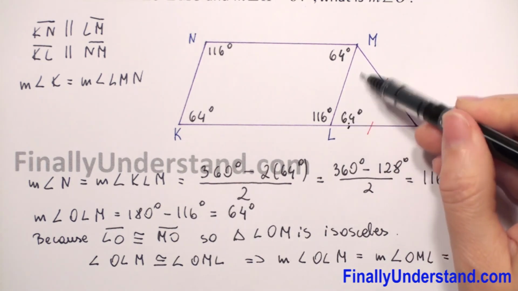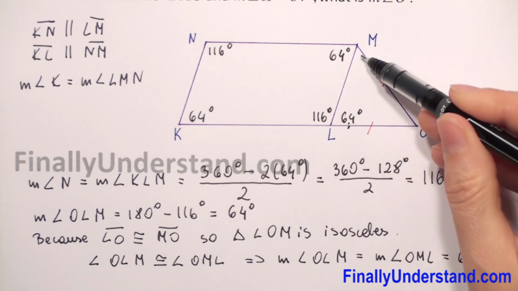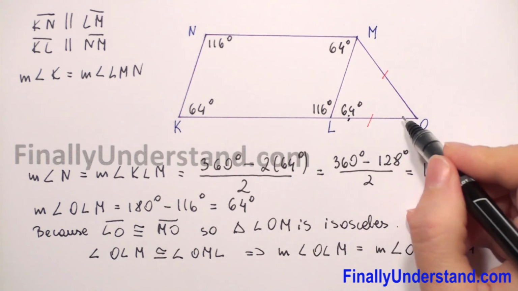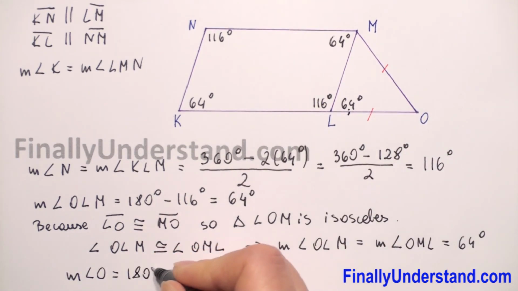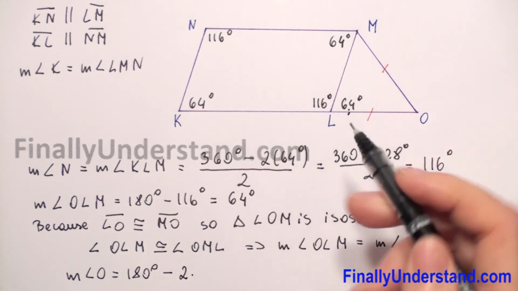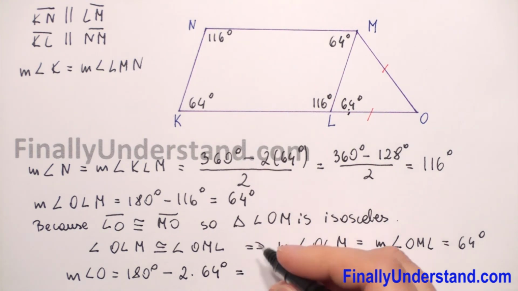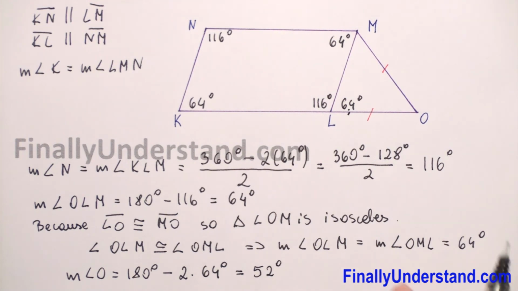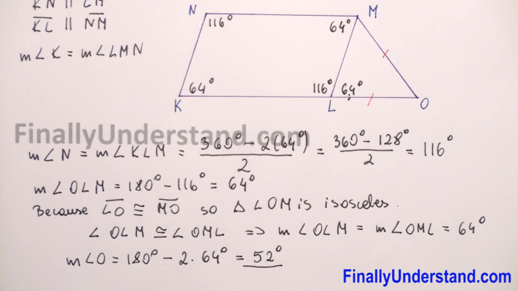When we have these two angles and we know that the sum of the interior angles of a triangle is 180 degrees, the measure of angle O will be 180 degrees minus 2 times 64 degrees. So this is equal to 52 degrees. We found the measure of angle O. So this is my solution.